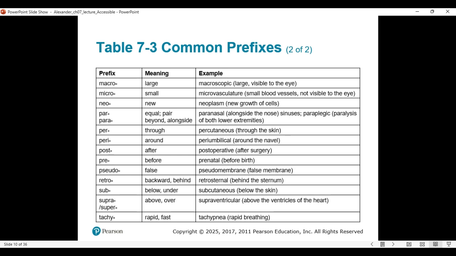Some more: macro is large, micro is small. Neo means new. Para is equal or pair, behind, alongside. Post is after. Pre is before, like prenatal. Pseudo means fake. Retro is behind, like the retroperitoneum. Sub is below. Supra means above, like supraventricular tachycardia. That's above the ventricles. And tachy means fast.